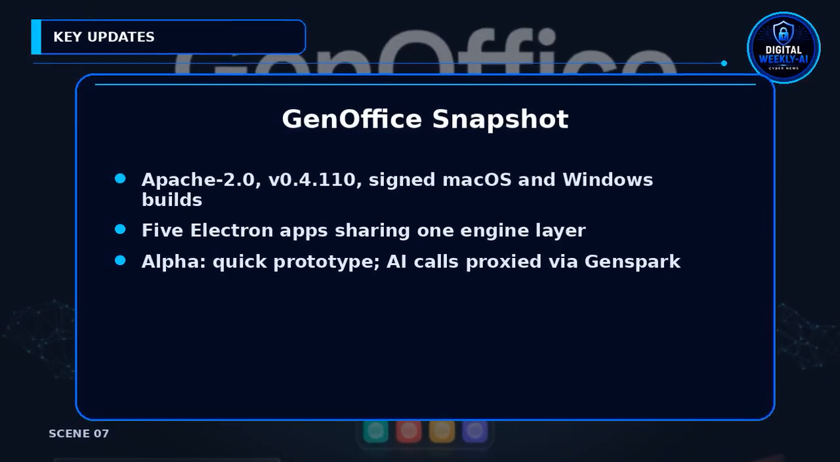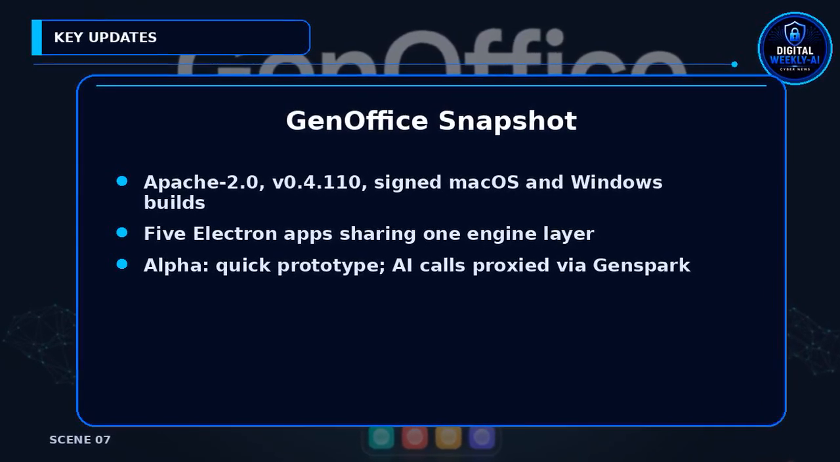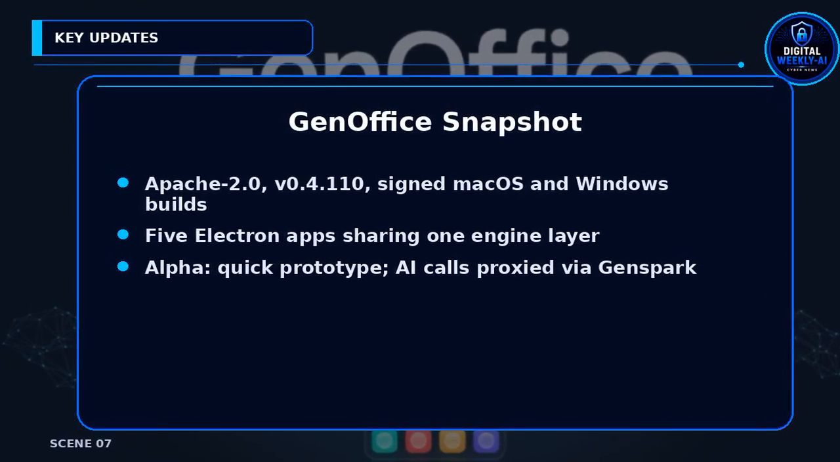Genspark's GenOffice is an Apache 2.0 AI-native Office suite alpha consisting of 5 Electron apps: Docs, Sheets, Slides, PDF, and a shell. Signed installers are available for Apple Silicon and Windows x64 at version 0.4.110. The team reports 1 engineer, 1 week, and roughly $10,000 in model tokens for the alpha. AI features require a Genspark account, and model calls are proxied service-side.